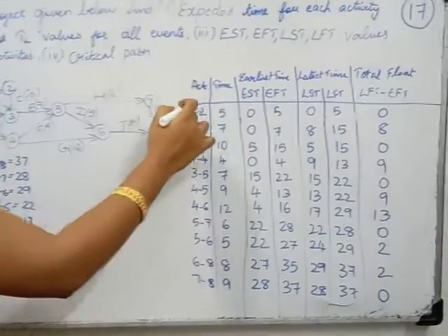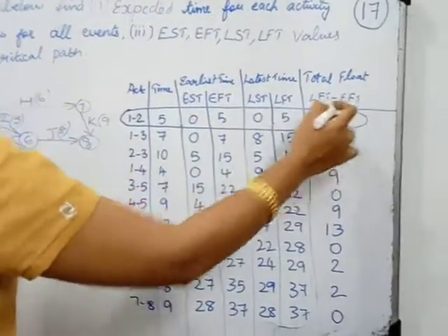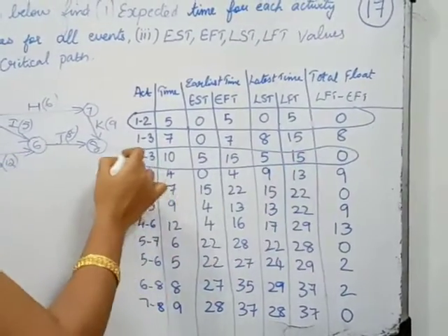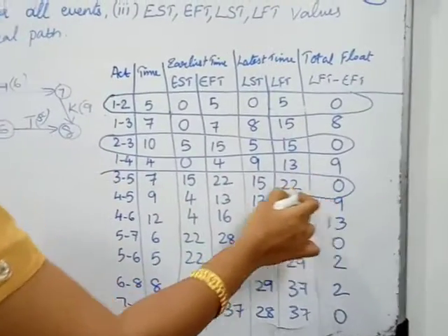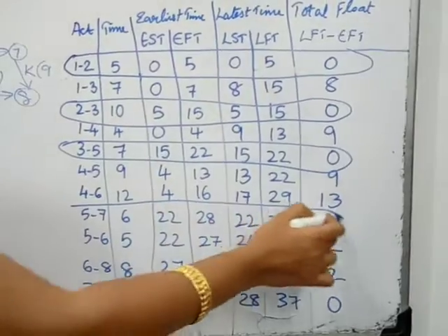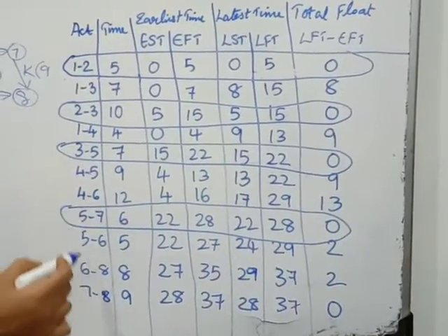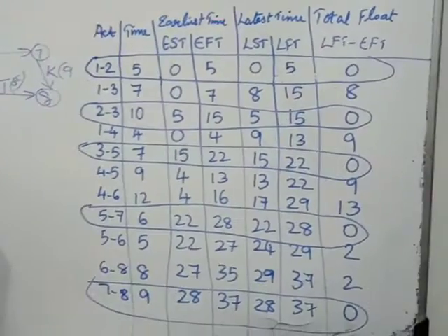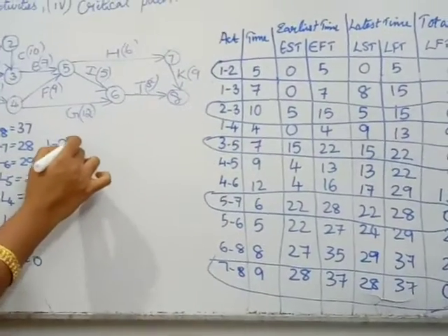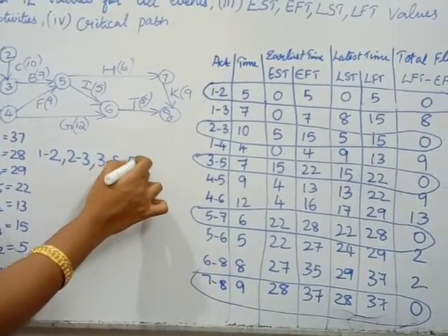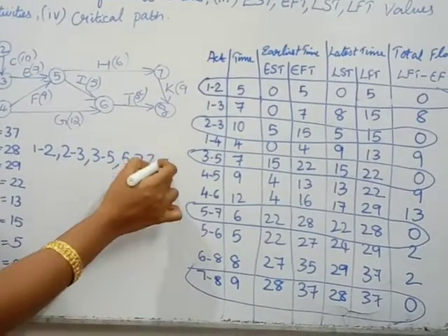Mark those 0 sections, that is 1 to 2. Then comes 0 here. Then 3 to 5. Then it is from 5 to 7. And finally it is 7 to 8. So what are the critical activities? It is 1 to 2, 2 to 3, 3 to 5, 5 to 7 and finally 7 to 8.